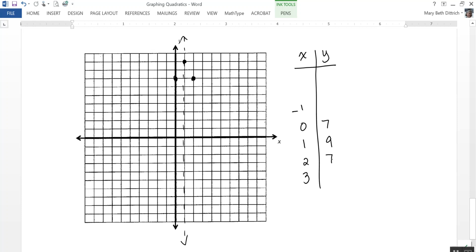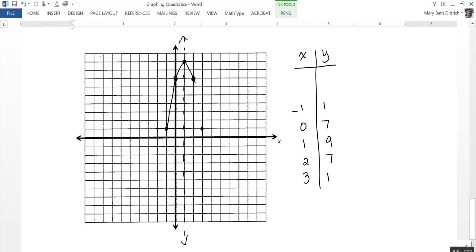Now, if I plug -1 into the original function, I'm not going to take the time to show you that right now, I get a y value of 1. So let's go ahead and do that, so -1, 1. Then I know that there's going to be another point over here at 3, 1 because it has to be symmetric. So let's go ahead and graph what we have so far.